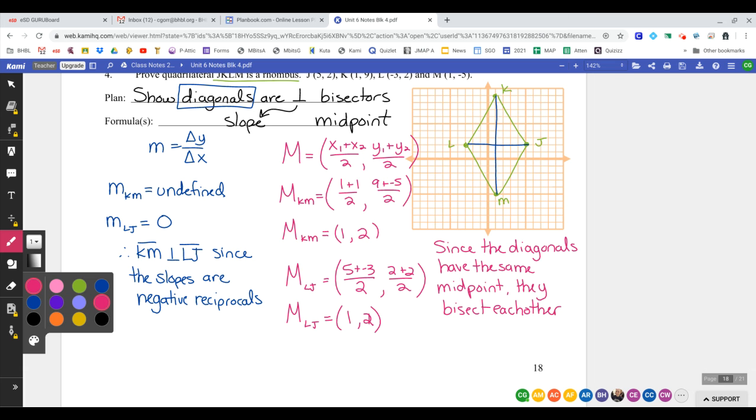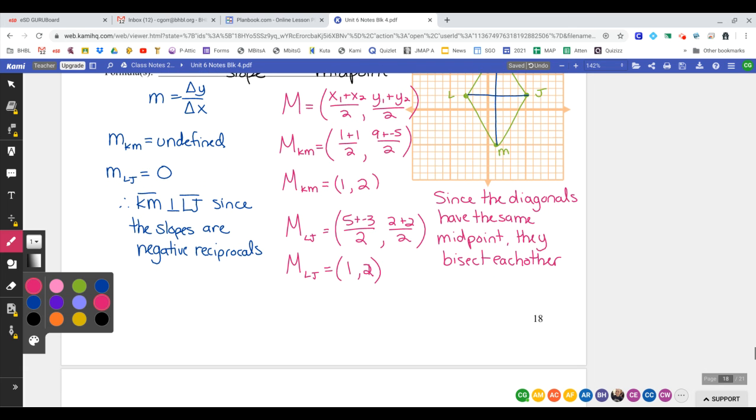So now we need to put all of this together. So we now know that quadrilateral JKLM is a rhombus since the diagonals are perpendicular bisectors of each other.